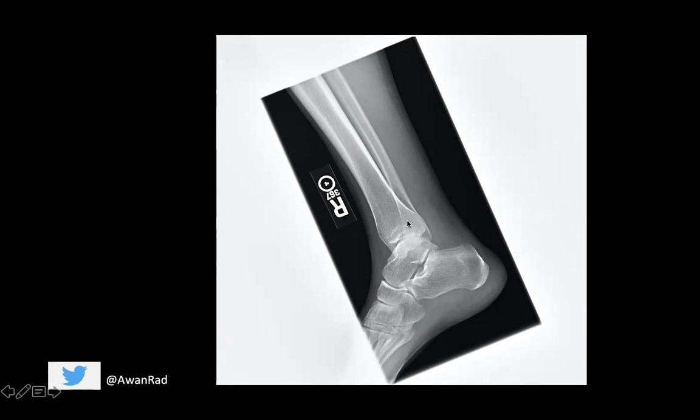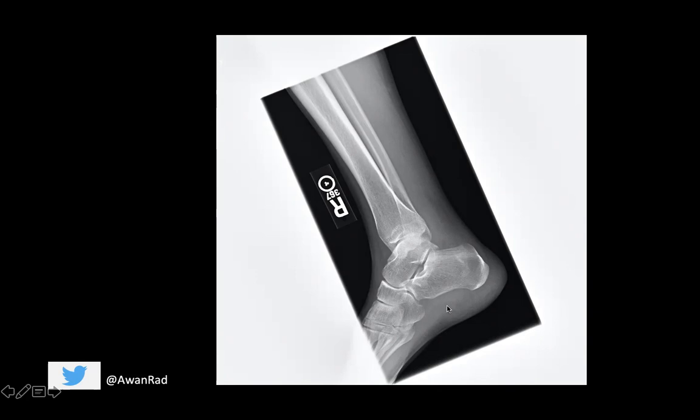And if we take a look here, we can see that here is the tibia, the tibial plafond, the distal fibular tip. The tibia is articulating normally with the talus. Here is the calcaneus. This is the navicular. This is the cuboid. These are the cuneiform bones here, and these here are the 5 metatarsals.